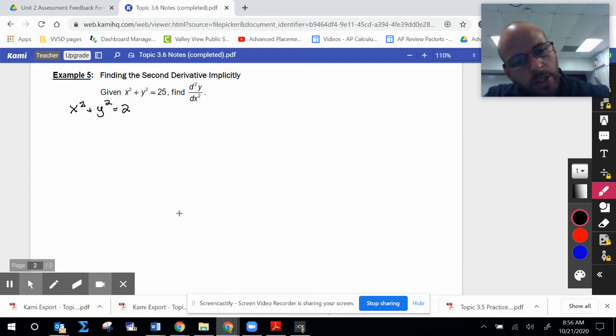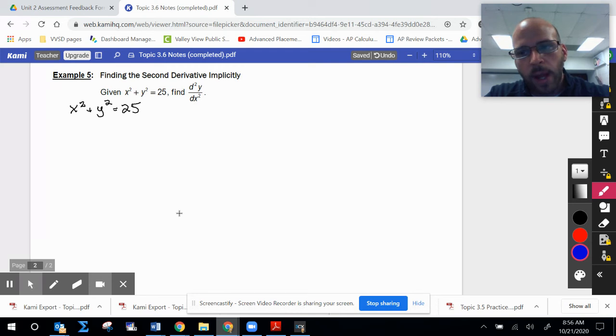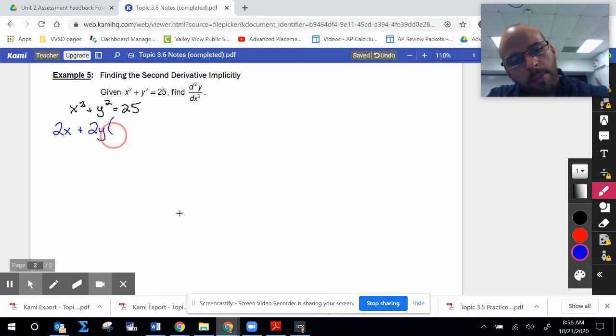Okay. So I have my original. All right. So I'm going to take the derivative of this with respect to x. If I take the derivative of x squared with respect to x, I get a 2x. And if I take the derivative of y squared with respect to x, I get a 2y. But because I'm taking the derivative with respect to x, I have to put a dy/dx there, and the derivative of 25 is 0.